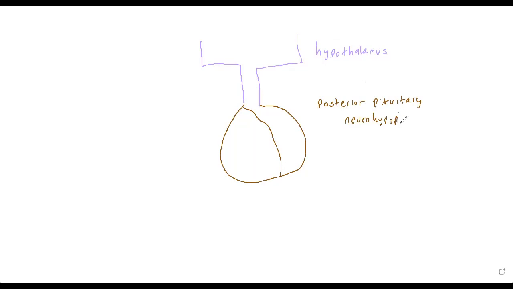It's actually an extension of the hypothalamus. So the hypothalamus actually makes the hormones. So I'm going to draw here a neuron. So you kind of see that it's going to make the hormones in the neuron, and then it's going to secrete them into the neurohypophysis for storage.